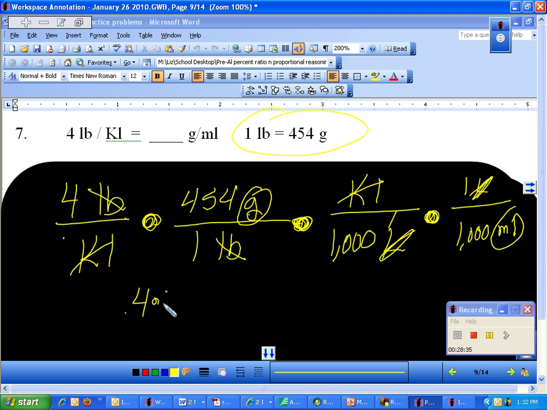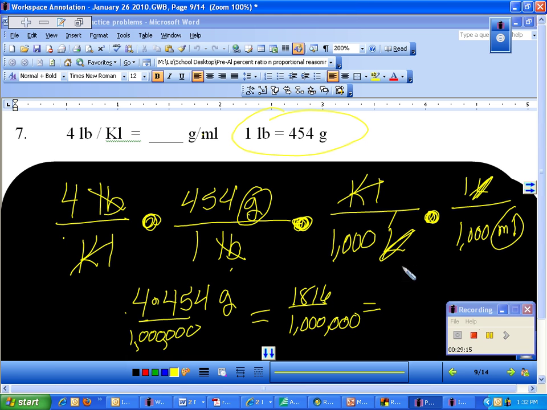So now we're just going to multiply straight across. We're going to do 4 times 454. Don't forget about your grams that are up at the top. Over 1 times 1,000 times 1,000 is going to give you 1, 2, 3, 4, 5, 6 zeros. So that's going to be over 1,000,000. This is going to be a pretty little tiny number we're talking about here. So when we do 4 times 454, what did we get, Joseph? 1816. We're going to divide that by 1,000,000.